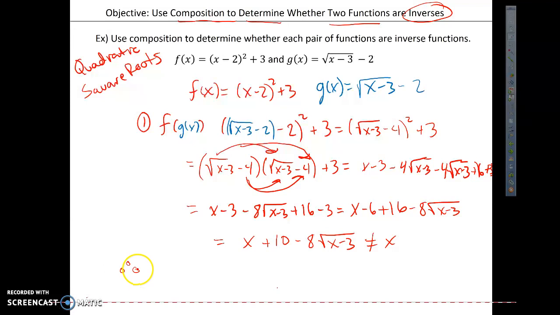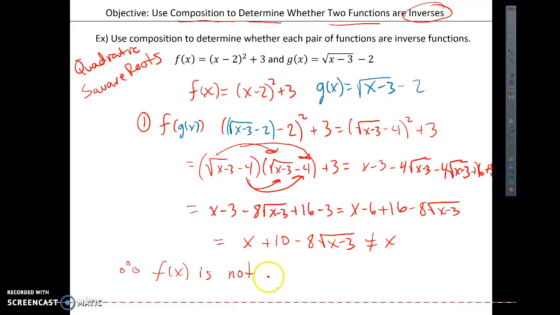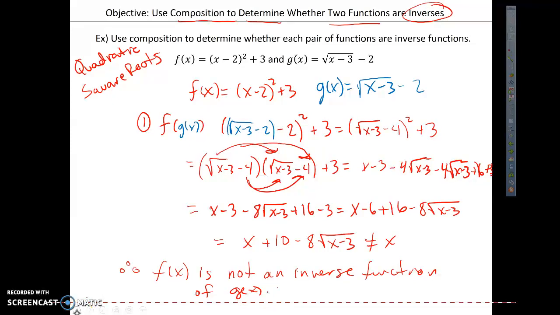So what that means is that f of x is not an inverse function of g of x. And vice versa, right? g of x is not an inverse function of f of x. So we have shown what we wanted to show, and this is a non-example.